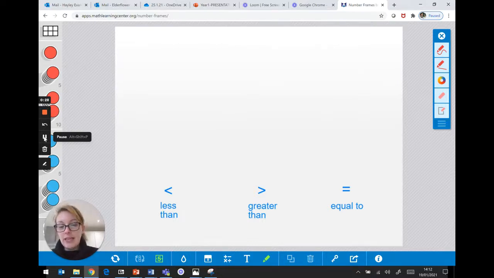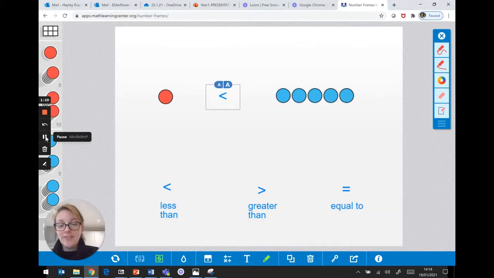So you can see on the screen here, we have the less than symbol, the greater than symbol, and the equal to symbol. So we've used all of these before in our learning to compare different numbers, and today we're going to be using them to compare statements or calculations. So just to get your brains warmed up, let's have a look at these two numbers. So I can see I've got one red counter there and I've got 5 blue counters there. Is 1 less than, greater than, or equal to 5? Just pause the video and say which symbol would you need to put in between those two numbers.